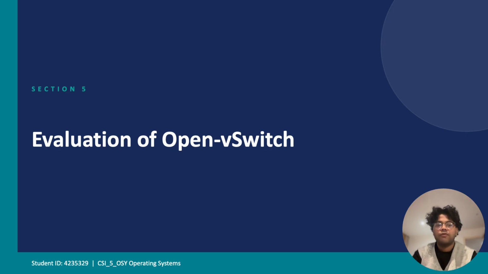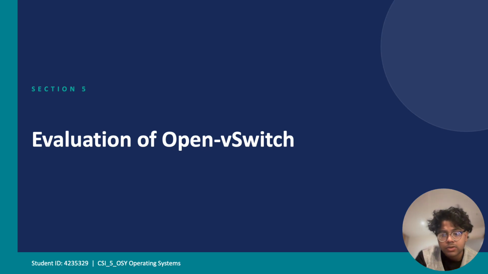So we now move on to the evaluation section, which accounts for 40% of the total mark: 24 for resource monitoring and 24 for performance evaluation. I designed a series of controlled experiments to measure how Open vSwitch affects system resources and what level of performance it delivers in terms of throughput, latency, and scalability.